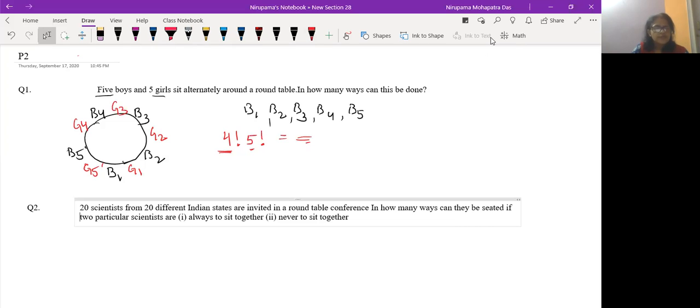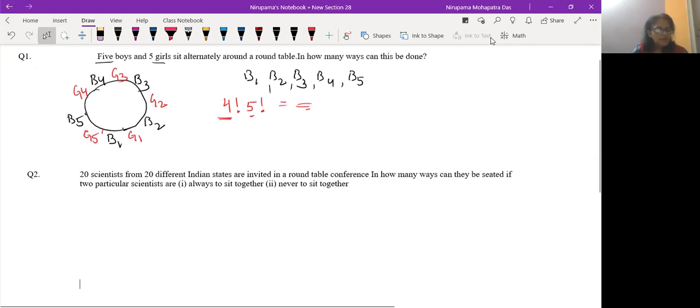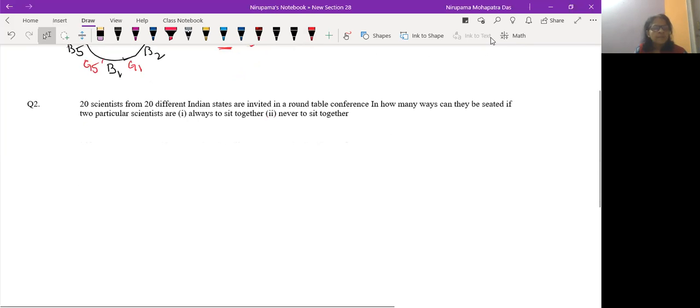Okay, coming to the next question. 20 scientists from 20 different Indian states are invited in a round table conference. In how many ways can they be seated if 2 particular scientists are always to sit together? Second part is never to sit together. So 20 scientists from 20 different Indian states, in how many ways can they be arranged?